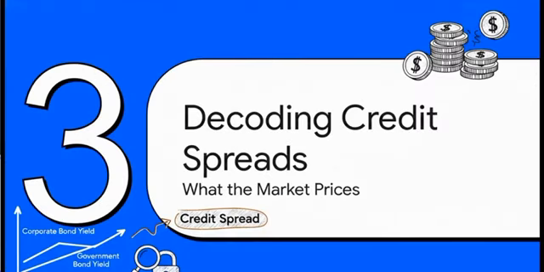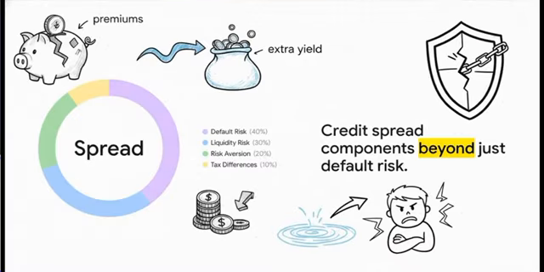Section 3, decoding credit spreads, what the market is actually pricing. Now that we know our expected loss, we need to see exactly how the market compensates us for taking on that risk. For all the junior analysts out there, always remember this. The yield on a corporate bond minus the yield on a safe government bond equals your credit spread. And what's really interesting here is that a credit spread is not purely made up of default risk. It's actually a fracture of several different premiums. When you look at that extra yield you're getting, yes, you are being compensated for default risk, but also for liquidity risk, general market risk aversion, and even tax differences. This is a massive conceptual hurdle. Not all spread is pure credit risk.